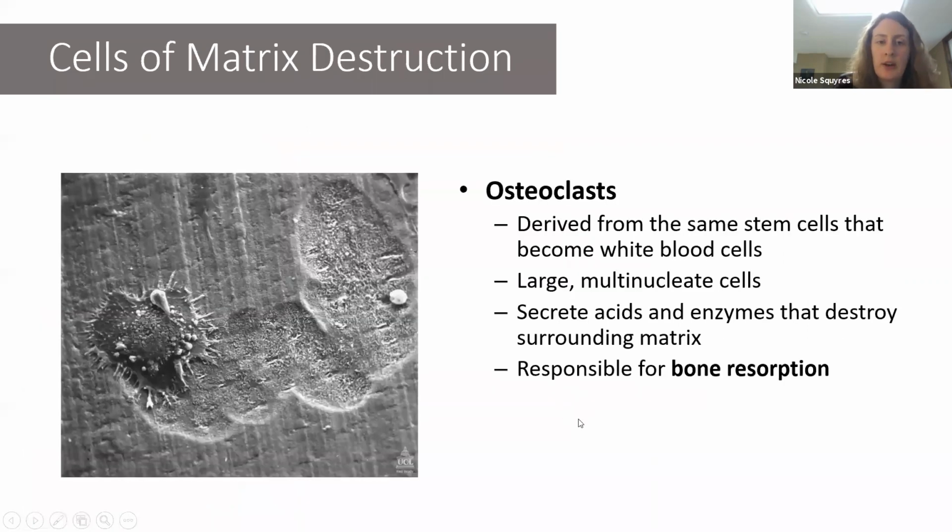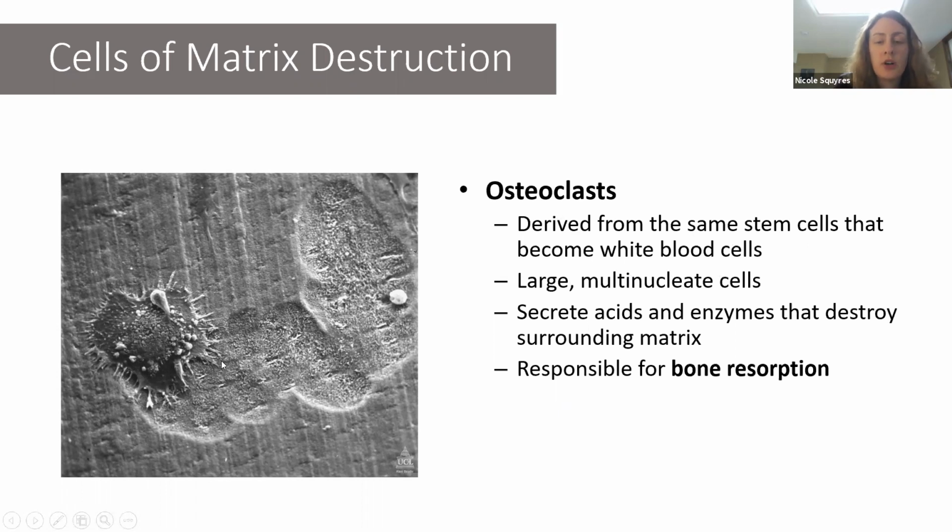And then our last category of bone cell are the destructive bone cells, and these are osteoclasts. And these are actually quite different from the other bone cells that we've looked at. They are not derived from osteoprogenitor cells. They're actually derived from the stem cells that make white blood cells. And they are similar to white blood cells in some ways.